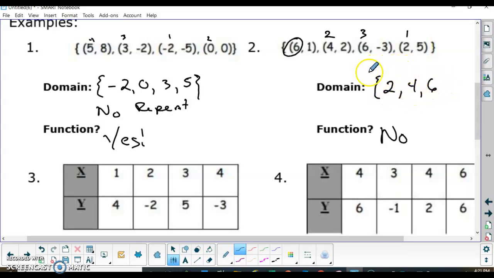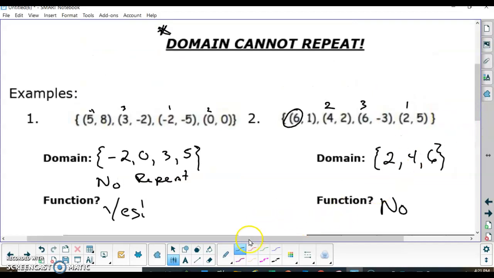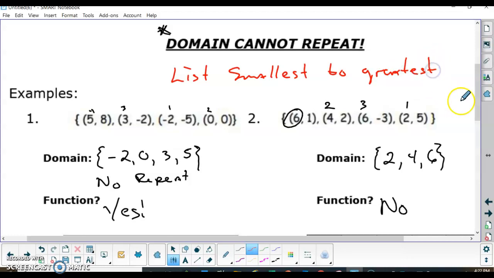And just like a mapping diagram, we have to list from least to greatest, right? So please do not forget; let's put a note up there for that. So we're going from the smallest to the greatest. So list smallest to the greatest value.